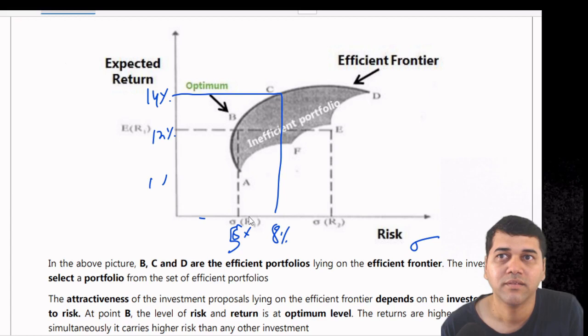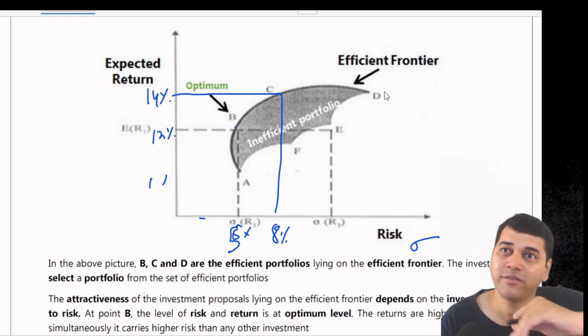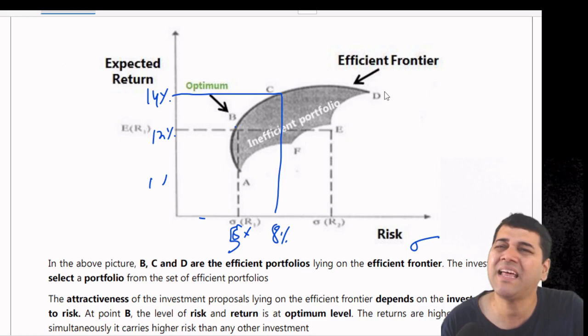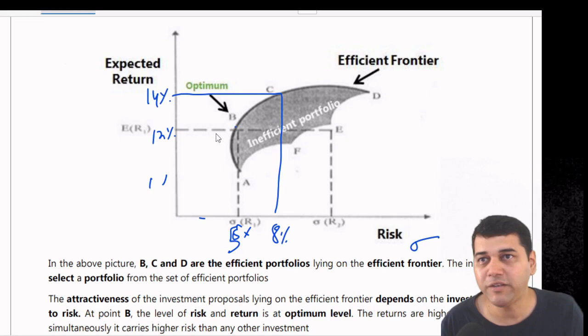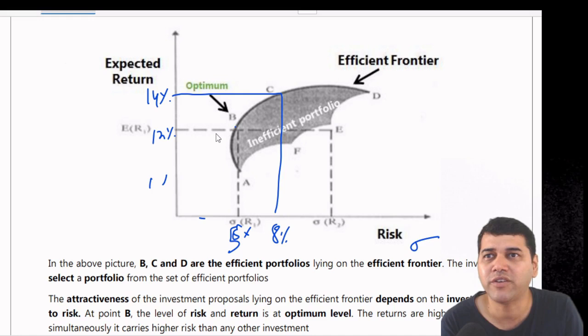See, B, C, D are the most efficient among all the group. Why? Because these are the ones who will give you the highest return for the lowest risk. But the other ones are all useless. Now, among B and C, who is best? You say, I can't say, tell, sir. That goes with the risk appetite of the person. Suppose some investor is there. He can go for B also, he can go for C also. That's your choice. If somebody says, sir, I want to take more risk, go for C. Somebody says less risk, B.